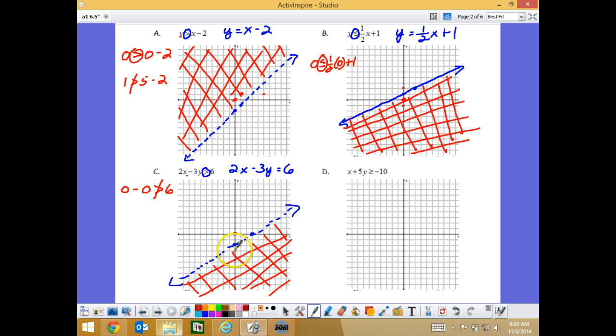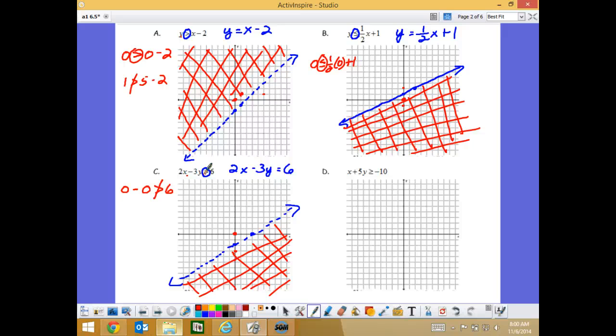Like the point (0, -3). If we plug (0, -3) into that, it would make that inequality true. Anything on this side of the line makes this inequality false.